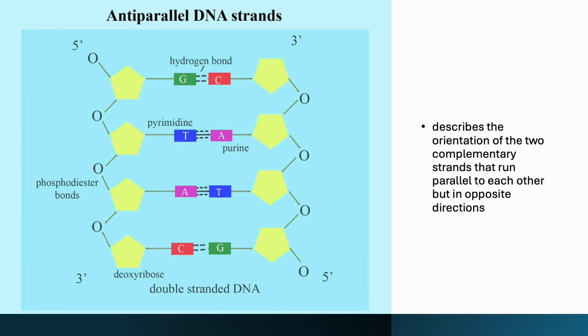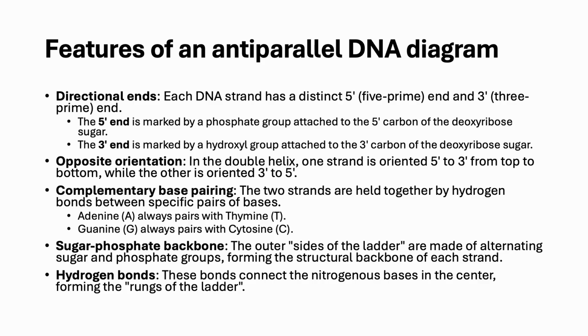The DNA is also antiparallel, which describes the orientation of the two complementary strands that run parallel to each other but in opposite directions, from carbon number 5 to carbon number 3, in the attachment of nitrogenous bases and the phosphate. So the phosphate here attaches to the 3 prime, that is carbon number 3, but on top it will attach to the 5 prime. Oppositely, it will attach to the 3 prime up to the 5 prime. So that is the antiparallel nature of the DNA. We can discuss more about the features of the antiparallel DNA diagram.